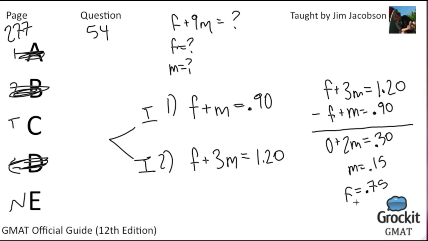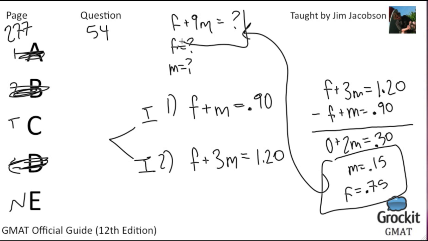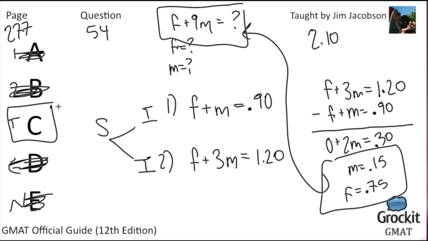And from there, it's a simple matter of substituting in these two guys into our original equation here. And from there, we could solve it. Turns out that it equals $2.10. I went and did the math when I did this before. You probably shouldn't do that on your actual GMAT, because that's way more math. That's time that you could be spending getting more questions right. So don't do that. The two statements together, though, are sufficient. We cross off E and circle C.